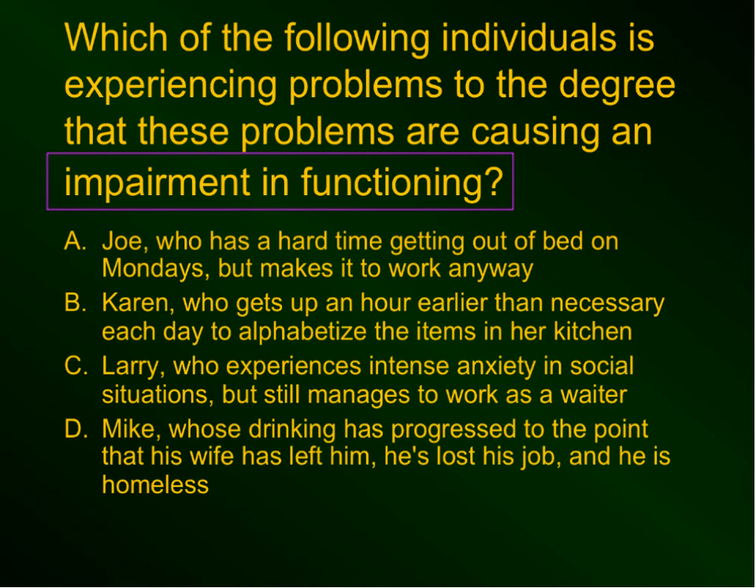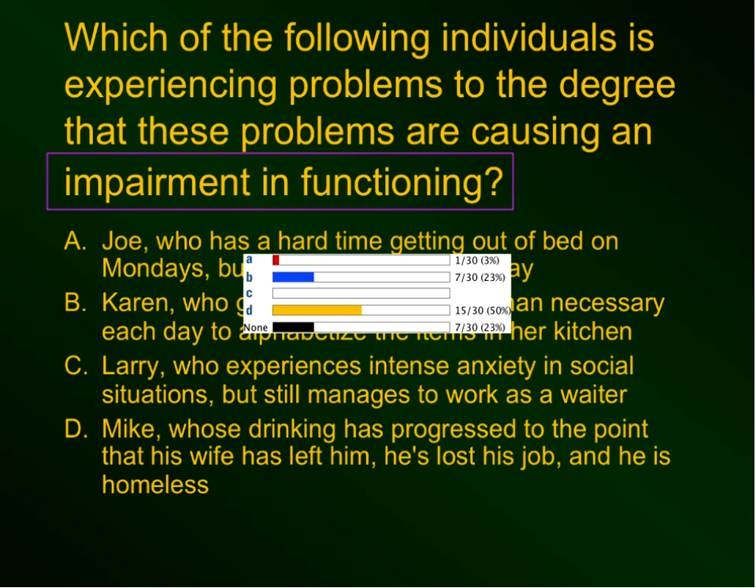All right, let's take 5 more seconds and finish this one up. All right, about 2/3 of you think the person who's got impairment in functioning is Mike with the problems related to drinking. About 1/3 of you think it's Karen who's doing this alphabetizing of items in her kitchen.